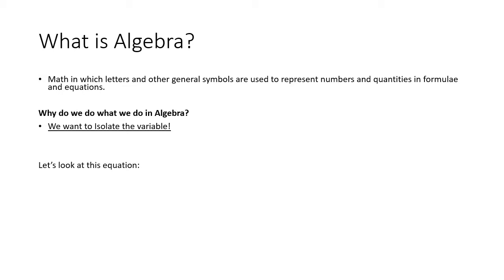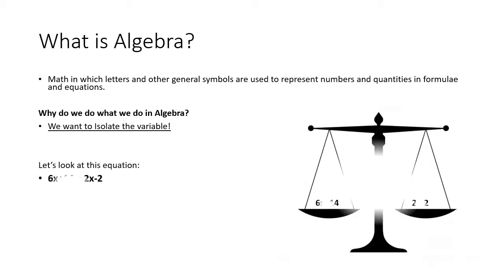Okay, so let's look at this equation. Okay, we have 6x plus 14 is equal to 2x minus 2. And here, this is the mathematical sentence, and here is the graphical representation of that mathematical sentence. 6x plus 14 is equal to 2x minus 2. Okay, so we understand that part.